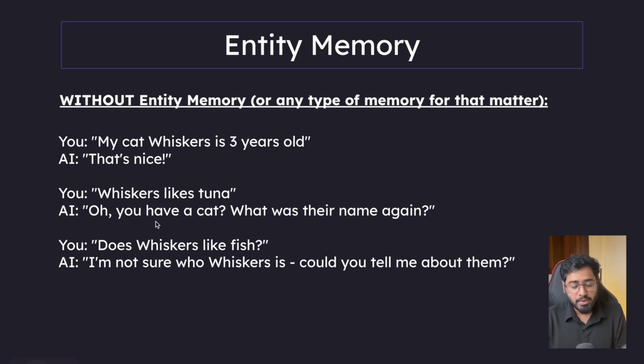All right. So this is the without case, and we are not using any type of memory here. So I'm saying, me, the user, is saying my cat Whiskers is 3 years old. The AI is like, that's nice. And then you are saying Whiskers likes tuna. The AI is saying, oh, you have a cat. What was the name again, right? Because there is no memory at all. So the LLM does not know what has happened before. Let's look at what happens with entity memory.